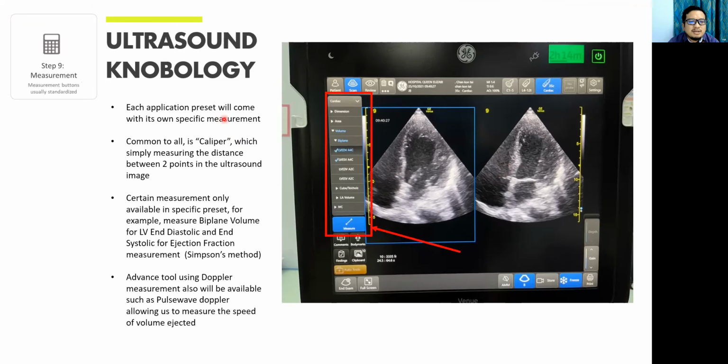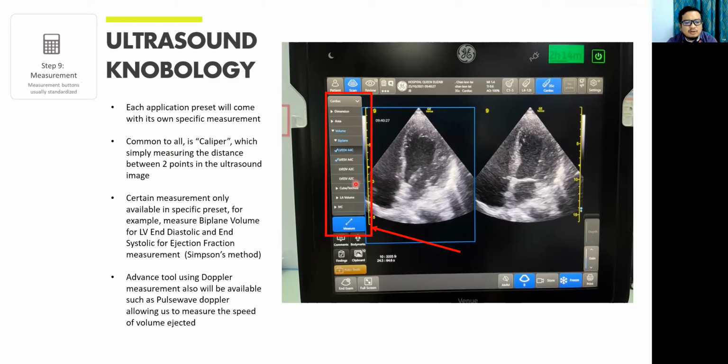Last one is the measurement. Each application preset will come with its own specific measurements. Common to all is the caliper, which is simply measuring the distance between 2 points of the ultrasound image. Certain measurements are only available in specific presets, such as biplane volume for LV, and diastolic and systolic for ejection fraction measurement. Like here, these will be available in the cardiac preset and cardiac probe.